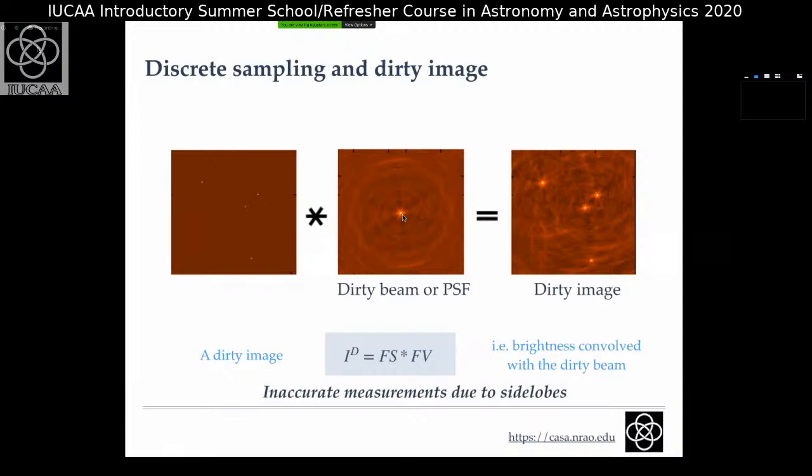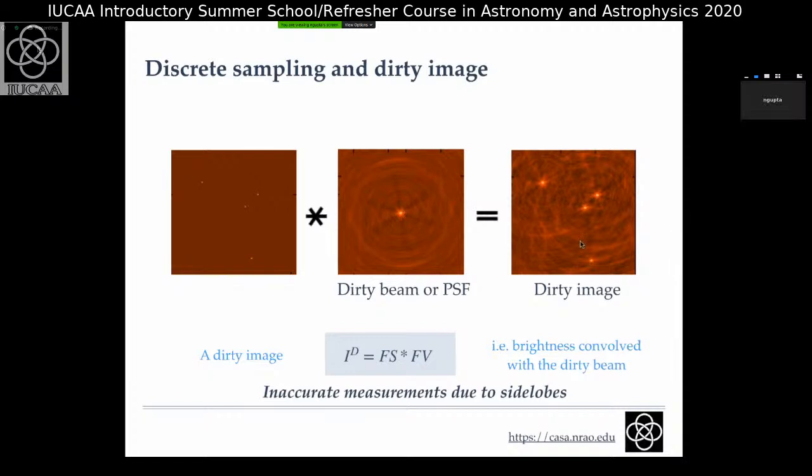So convolution, again, if you have thought about it a little more, you would realize that it does not mean that it's a pointwise multiplication of these two. What you would get in outcome is that each source will actually show this impression of the dirty beam or the point spread function here, right?